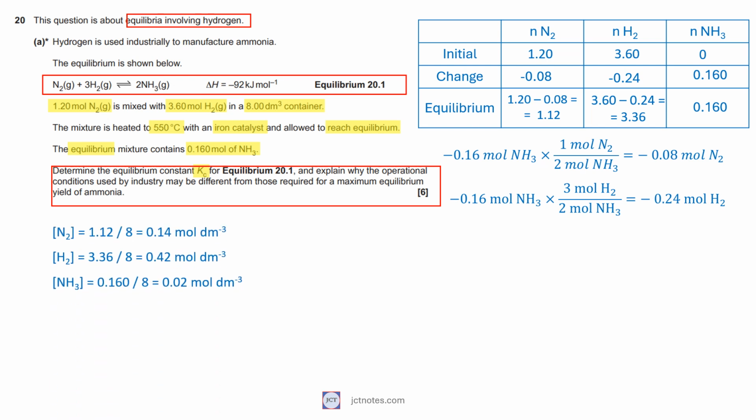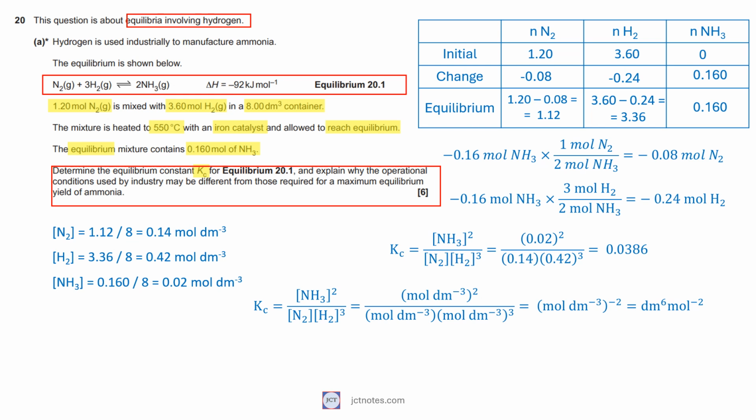To calculate the value of the equilibrium constant, we divide the number of moles of each species by the final volume of 8 cubic decimeters. We get molar concentrations of 0.14 for nitrogen, 0.42 for hydrogen and 0.02 for ammonia. Replacing these values in the equilibrium constant, we get a value of Kc equals 0.0386. Working with the units, we get units of decimeter cubed to the power of 6 multiplied by mole to the power of -2.